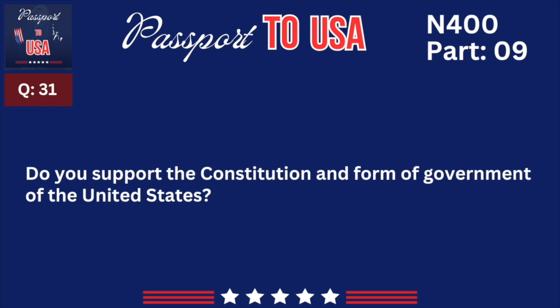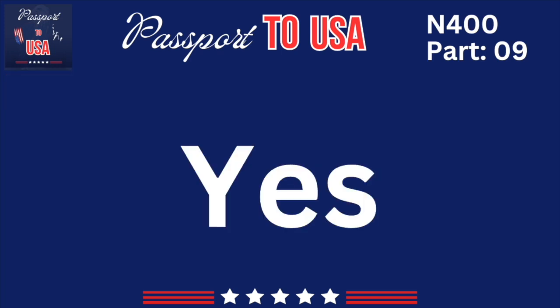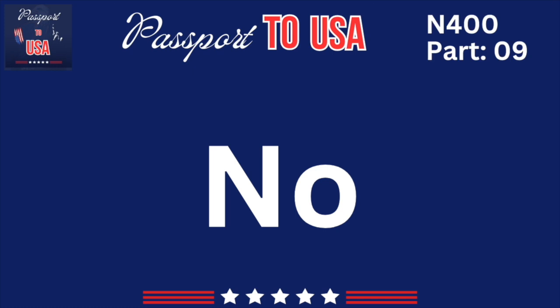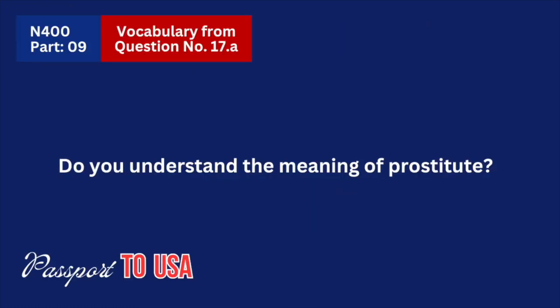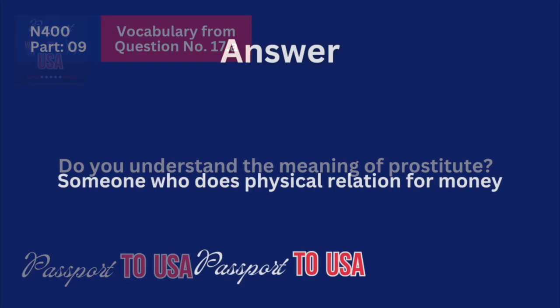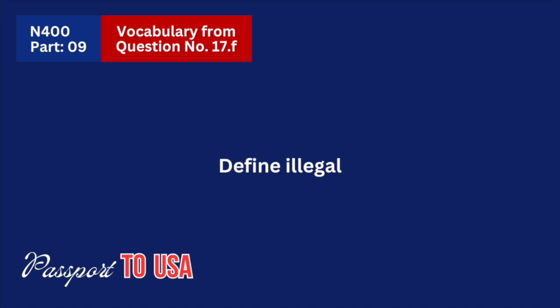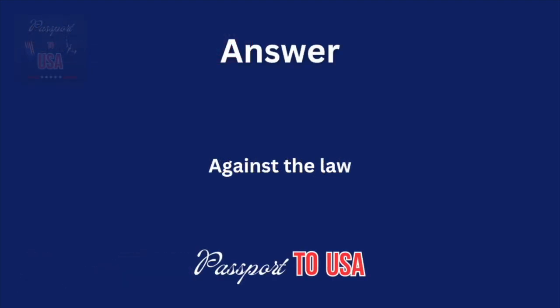Do you support the Constitution and form of government of the United States? Yes. Have you ever claimed to be a U.S. citizen in writing or any other way? No. Do you understand the meaning of prostitute? Someone who does physical relation for money. Define illegal. Against the law.